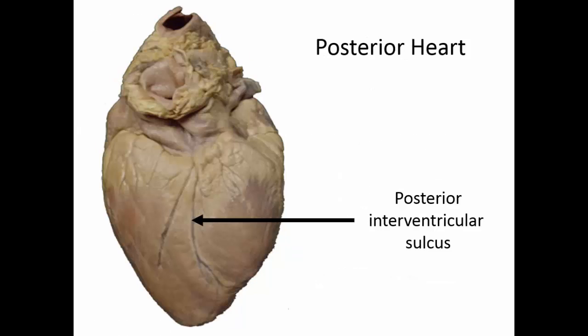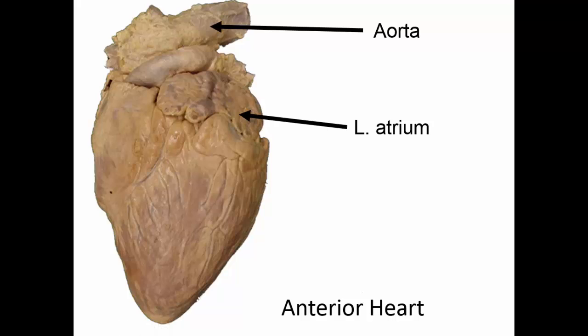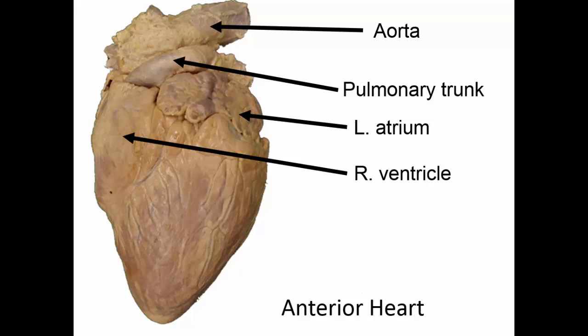If we look at the back of the heart, here is the posterior interventricular sulcus, and here are some of the openings that are the blood vessels. The right atrium here. Here's the aorta, and here's the pulmonary trunk. The pulmonary trunk's a little bit in front of the aorta.